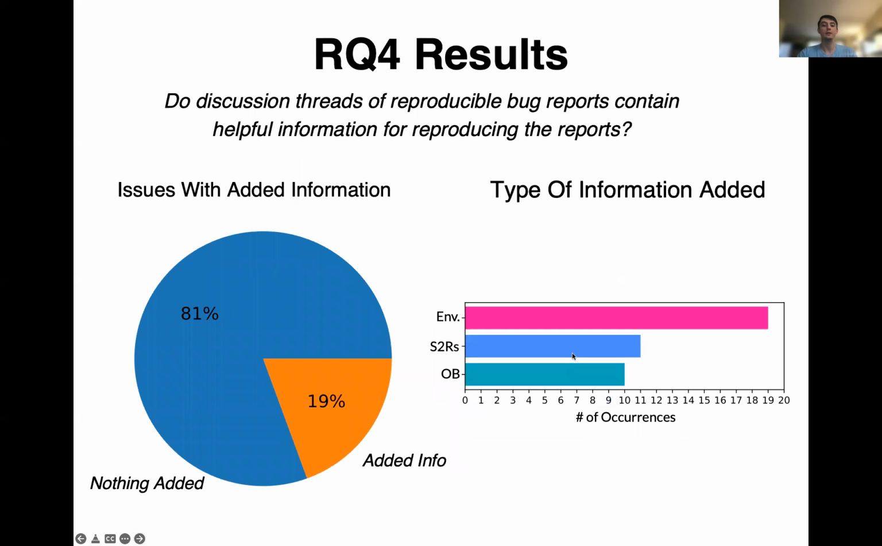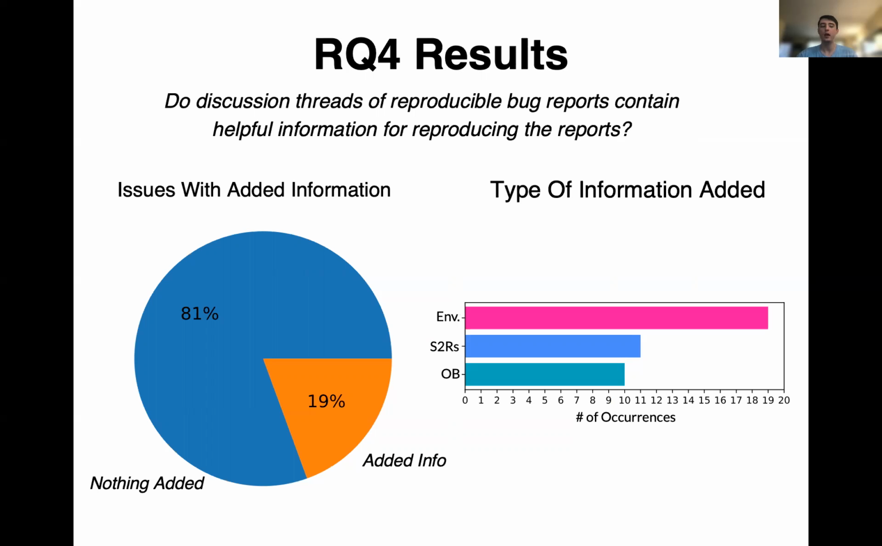RQ4 asks if discussion threads in reproducible bug reports have helpful information for reproducing those reports. And in this study, we found that a majority of cases did not have any discussion that added useful information, but about 1/5 of the bug reports did have added information. So most of this added information was environmental information.